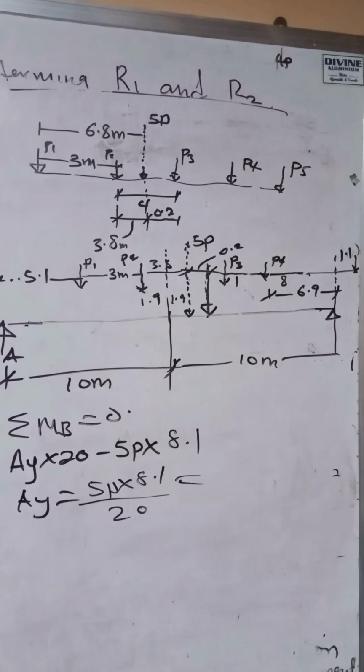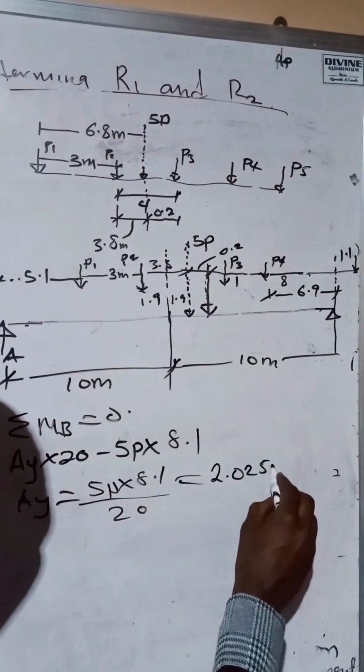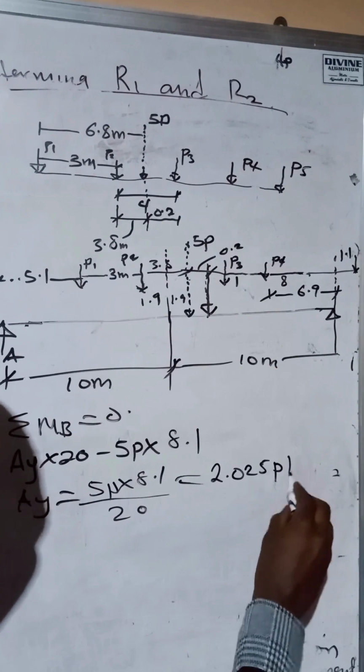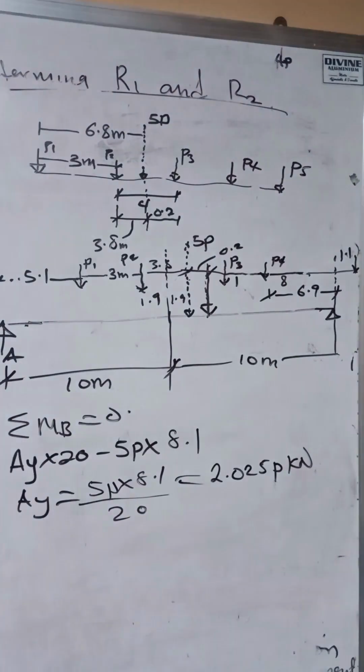And that will give us a value for AY as equal to 25P kilonewton. So we have the value for AY. The next thing we're going to do is to determine the value for moment at these 2 points, that is the point P2 and point P3. Once we try it out, we'll find out which of them will produce the maximum moment for the beam.